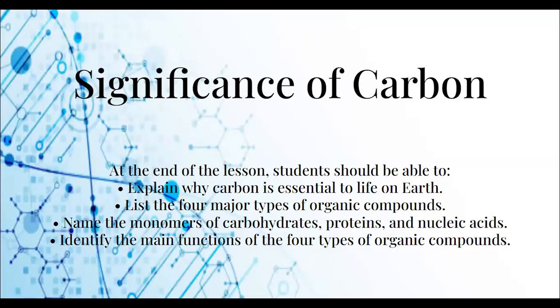Our lesson is about the significance of carbon. At the end of the lesson, students should be able to, number one, explain why carbon is essential to life on Earth. Second, list the four major types of organic compounds. Number three, name the monomers of carbohydrates, proteins, and nucleic acids. And last, identify the main functions of the four types of organic compounds.